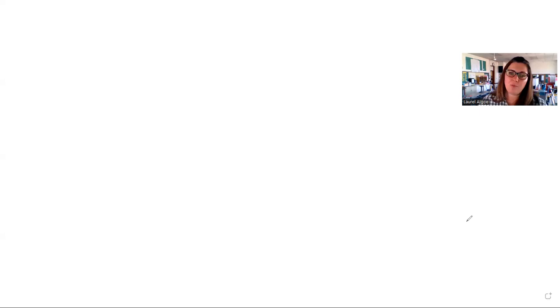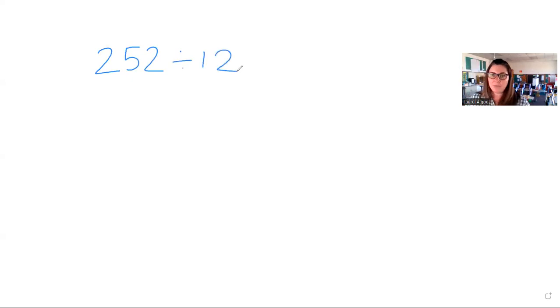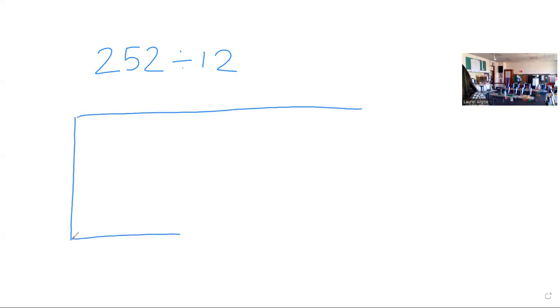So I want you to imagine we have a problem such as we know the area of, let's say, a garden plot, and we know one of the dimensions, but we don't know the other. So for example, if we had a problem like 252 divided by 12. This is a problem where an area model could be a good strategy. So what we do is we end up drawing what's called an open area model.